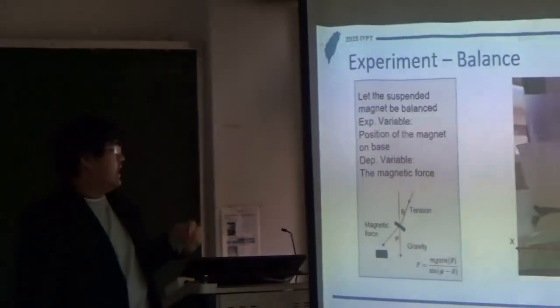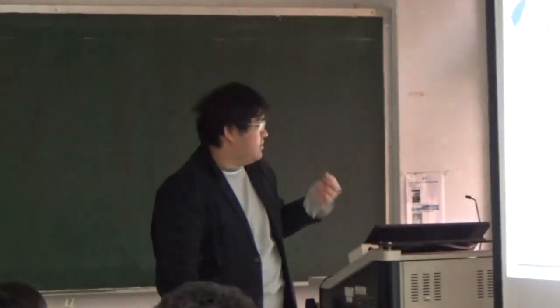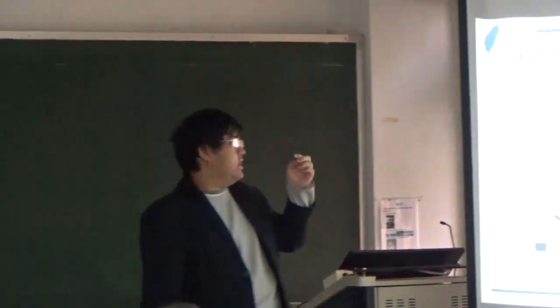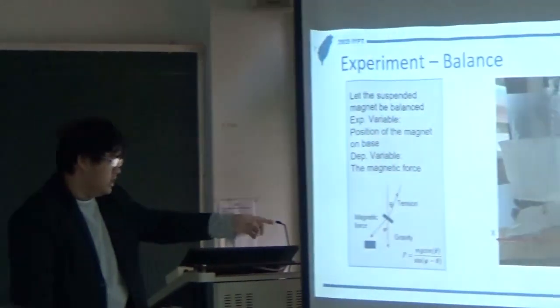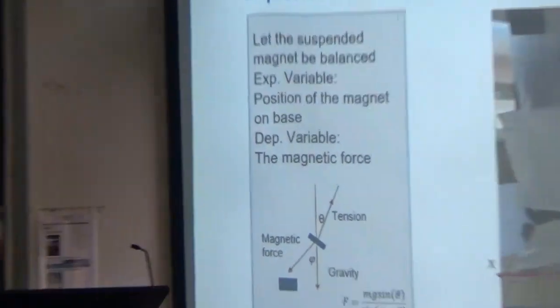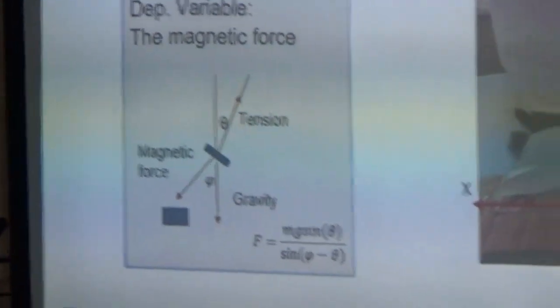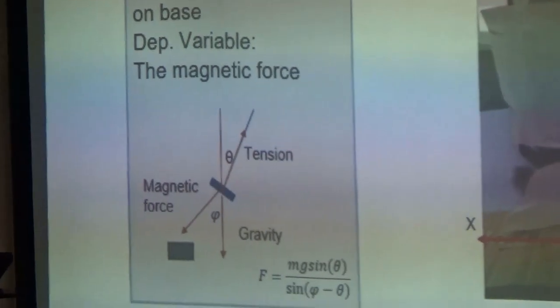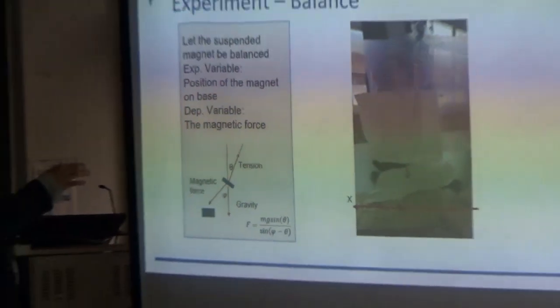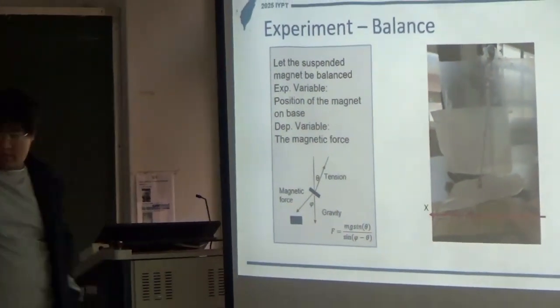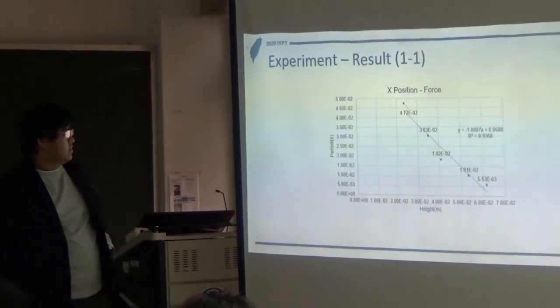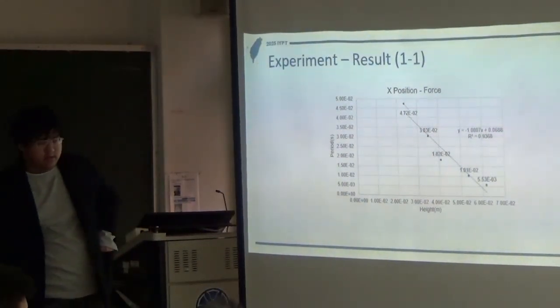The first experiment is the balance experiment. We let the suspended magnet be balanced with three forces: gravity, tension, and magnetic force. And we know the magnetic force is equal to this expression. We change the position of the magnet on the base and observe the magnetic force. And this is our result for the experiment.